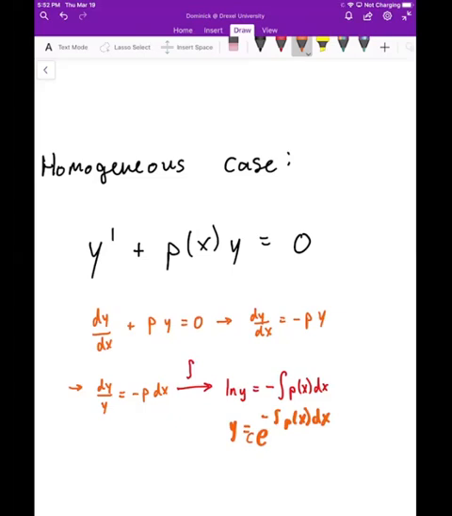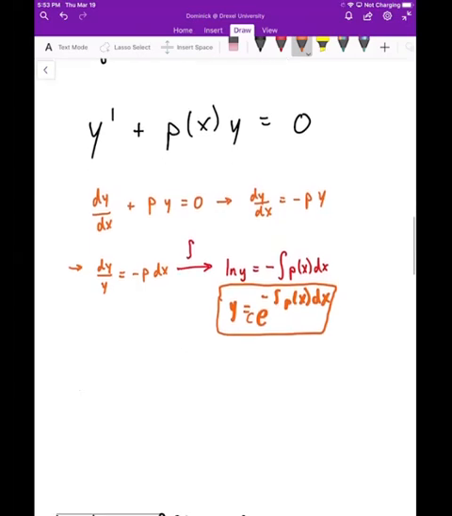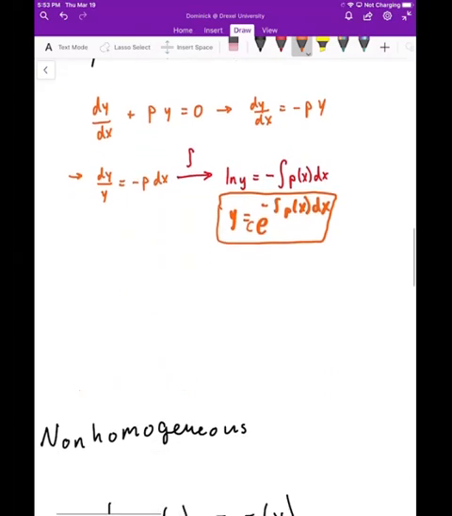So the homogeneous case is something that we've already done quite a few times, and that's how you can find your general solution for the homogeneous case. We're not going to do an explicit example of that because we've looked at separation of variables quite a bit already.